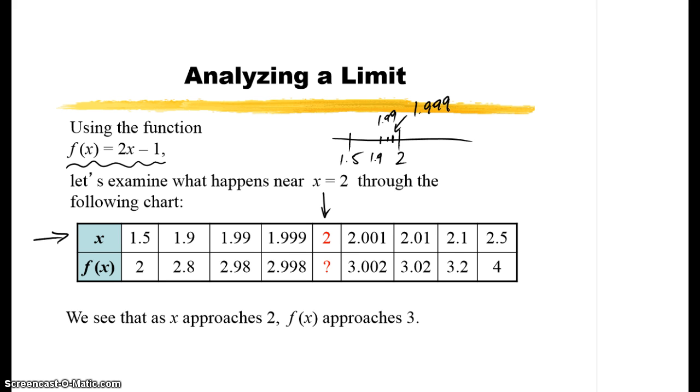But I'm getting closer and closer to 2 from the left side of 2 without ever hitting it, okay? Without ever actually calculating what's happening at 2. Then I do the same thing from the right-hand side. I start somewhere really close to 2, like 2.001.